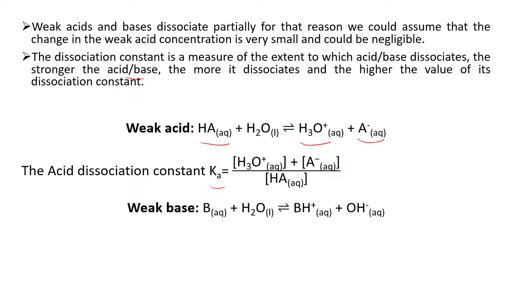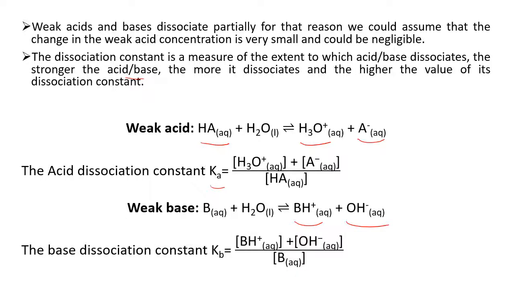The same applies for the weak base. We have the base in water giving out OH minus and the conjugate acid of the base. The base dissociation constant, Kb, is equal to the concentration of the products over the concentration of the reactants.